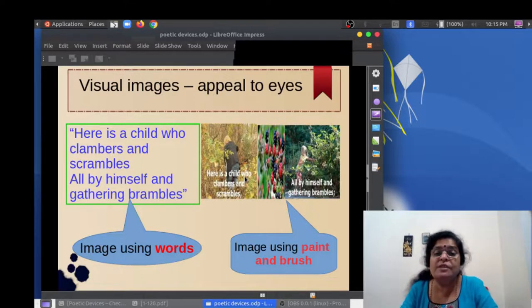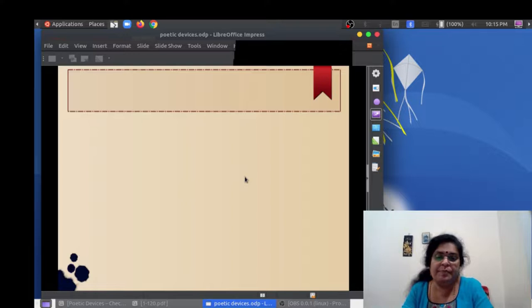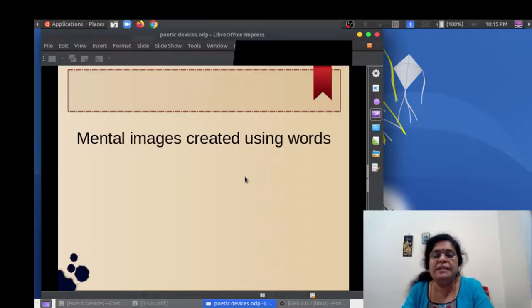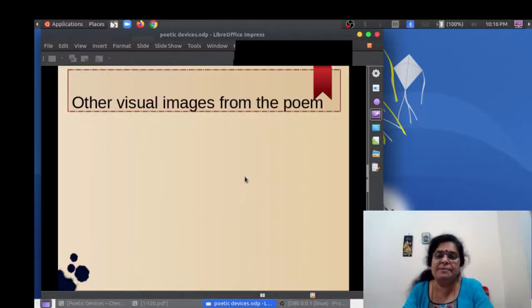That is the image using words. And in the right side, you can see the image using paint and brush. Isn't it? So these are the visual images. Visual images appeal to our eyes. So these are the mental images created using words. Visual images. Can you find out other visual images from the poem? Pause the class and find out and write down the other visual images in your notebook.